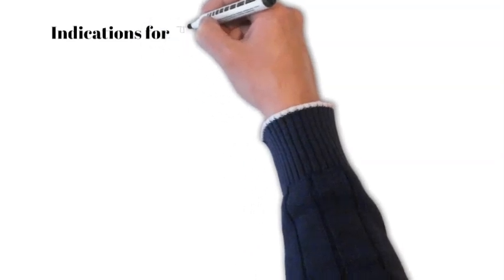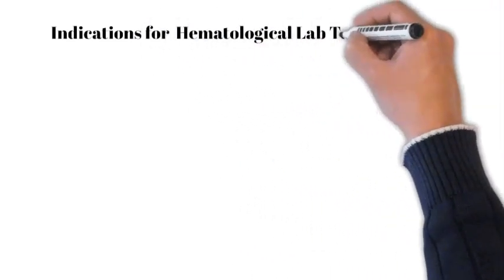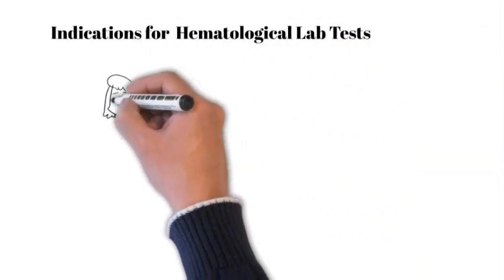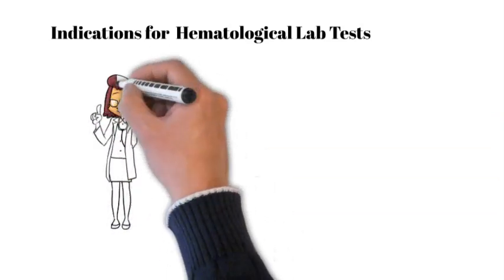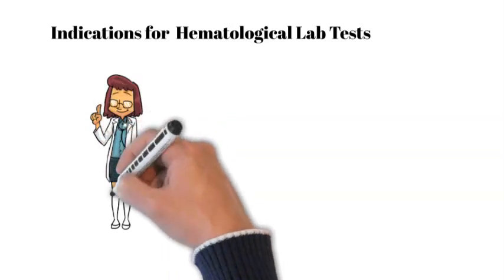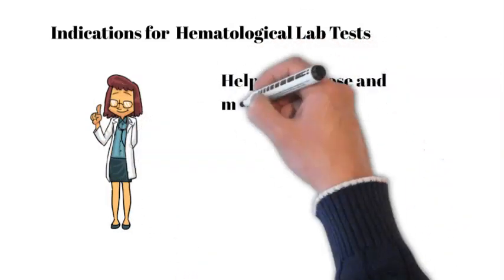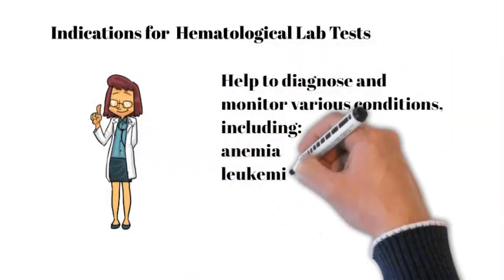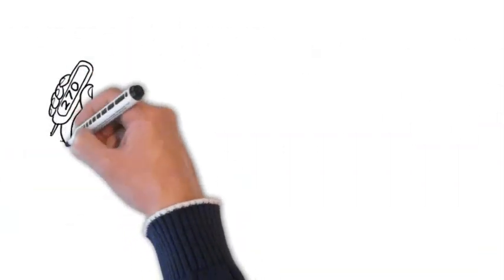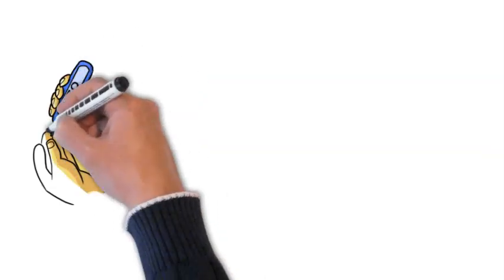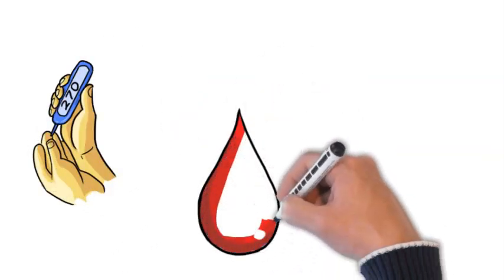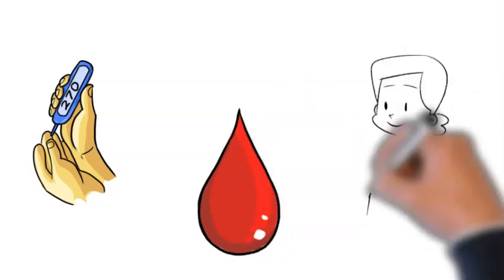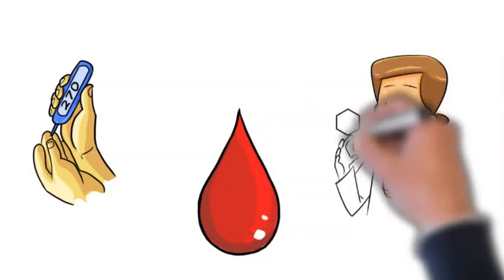Indications for hematological lab tests. Now let's talk about the indications for hematological lab tests. These tests help to diagnose and monitor various conditions, including anemia, leukemia, infections, and bleeding disorders. When assessing the hematological system, there are several components to consider, including red blood cells, white blood cells, and platelets. Red blood cells carry oxygen to different parts of the body. White blood cells fight infections, and platelets help to clot the blood.